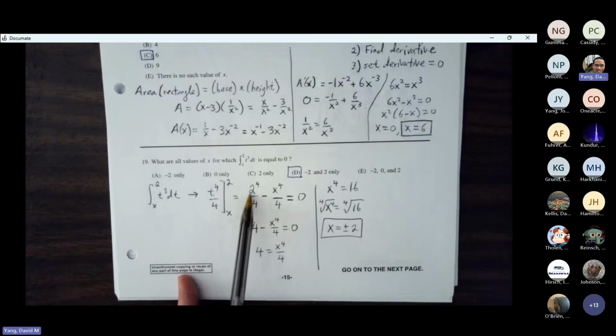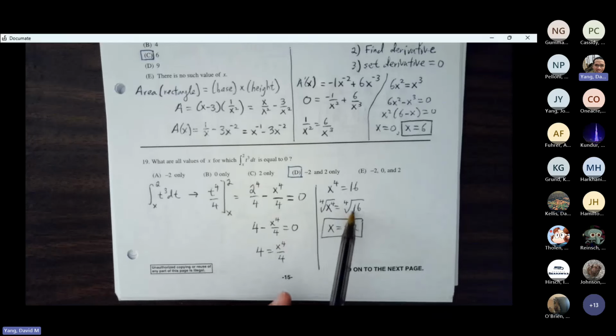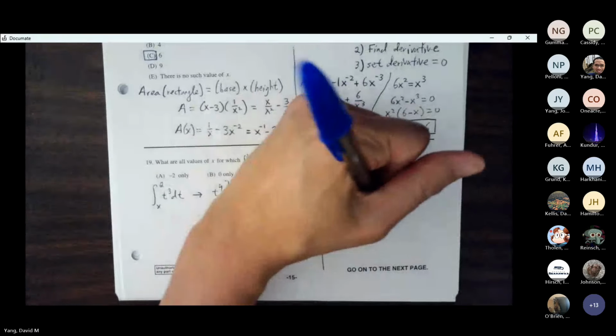So this is 16 over 4, which is 4. 4 minus x to the fourth over 4. Set them equal to each other, cross multiply. The fourth root of 16 is plus or minus 2, because anytime I take the square root, fourth root, any even root of both sides, there's always going to be a plus or minus that shows up.